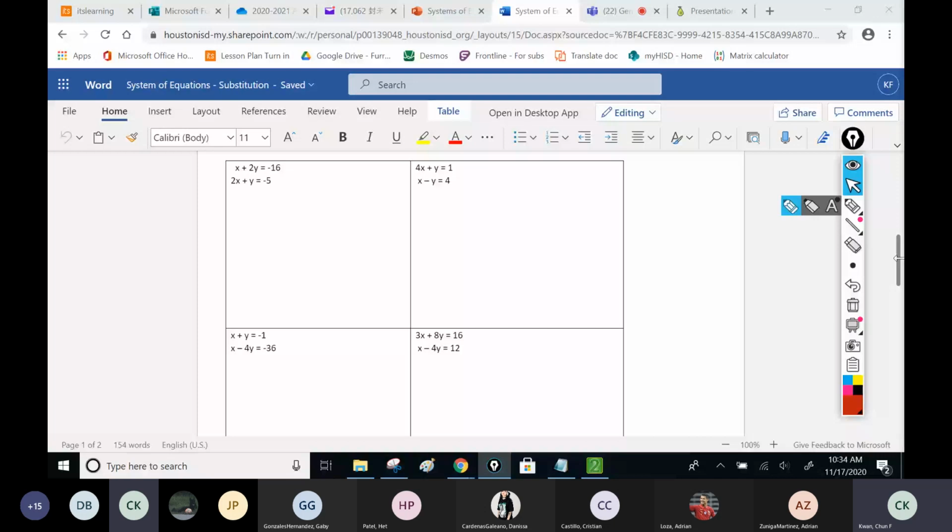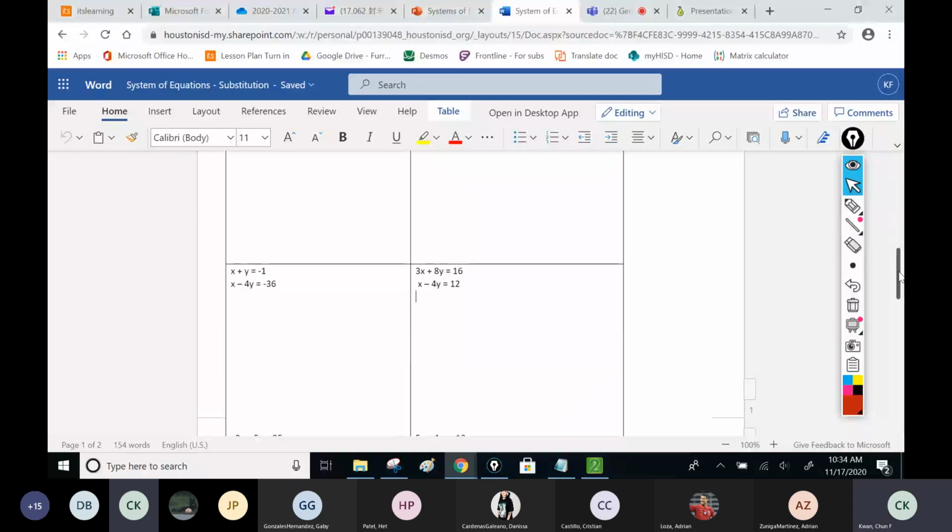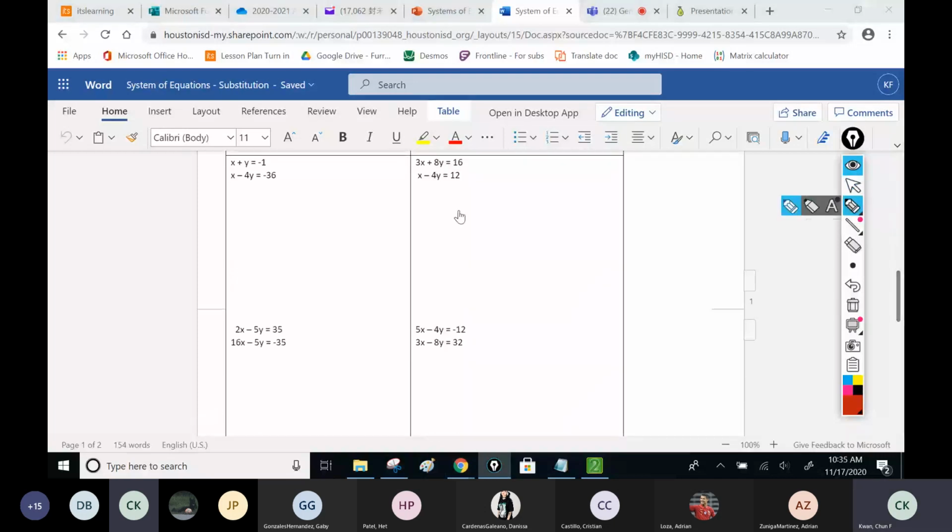All right, let's do the next one. All right, the next one right here, we're going to do this problem right here. All right, so you're going to pick the equation with variables that has no numbers in the front. So I would definitely pick the first equation. You can either solve for x or y, it doesn't really matter. So let's try to solve for x for the first equation.